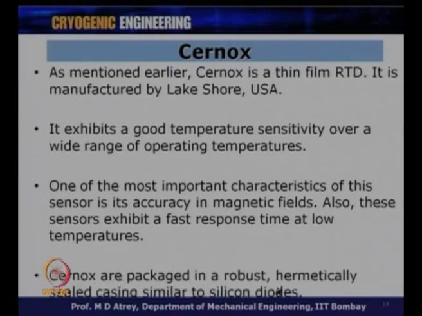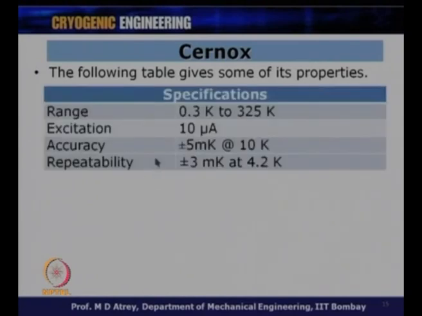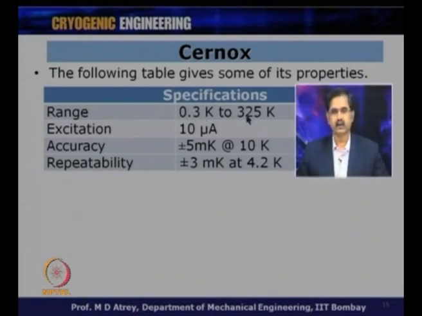Cernox are packaged in a robust, hermetically sealed casing similar to silicon diodes. So again, you have to buy them in casing, or it's preferred that Cernoxes get packaged in a robust, hermetically sealed casing. The following table gives some of its properties. As we saw for silicon diode, similarly we have properties of Cernoxes. Now the range you can see from 0.3 Kelvin to 325 Kelvin, while silicon diode from 1.4 to 475, a representative value, of course. In this case, we can come down below 1 Kelvin for Cernox.